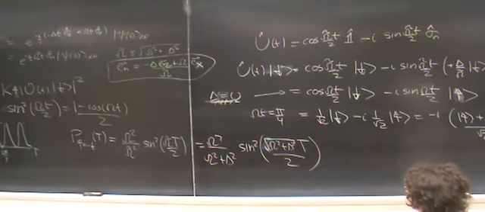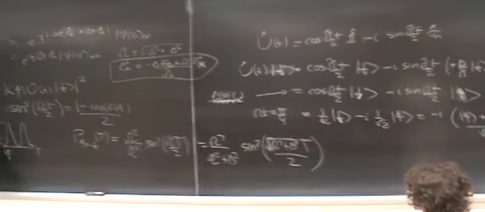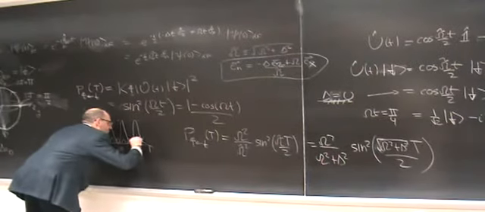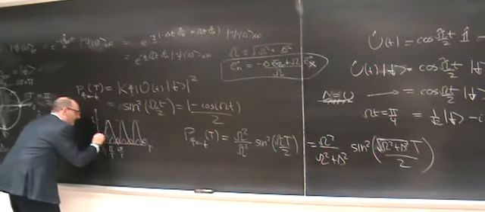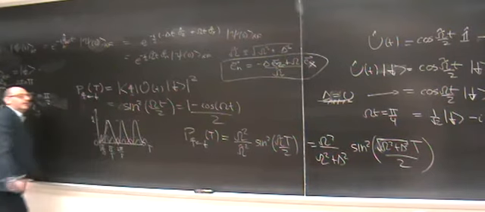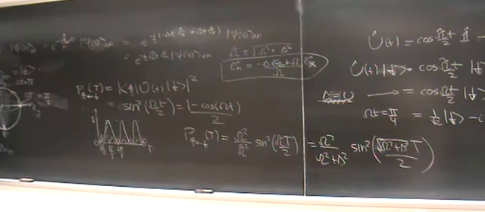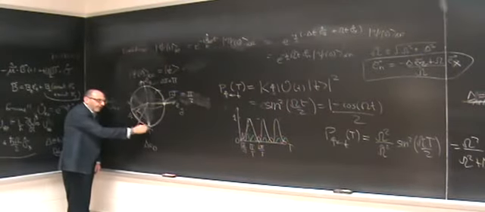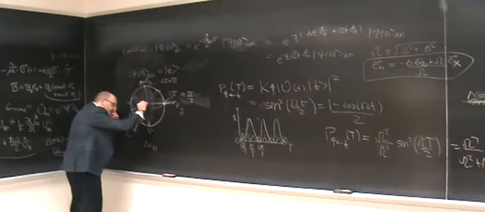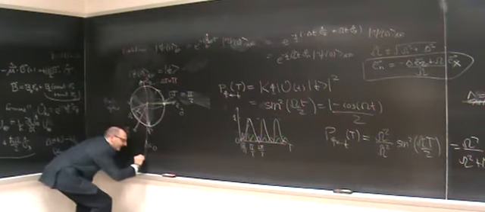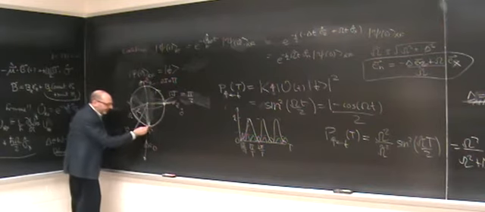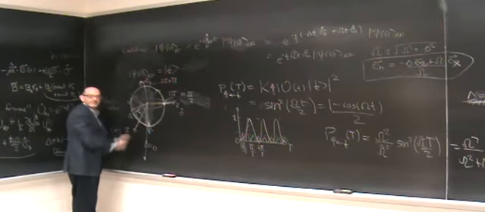So in that case, what we find is that the system doesn't go all the way from spin down to spin up. And we can see that the bigger delta is, the smaller this circle. If delta was huge compared to the Rabi frequency, then I would barely get out of the ground state at all.